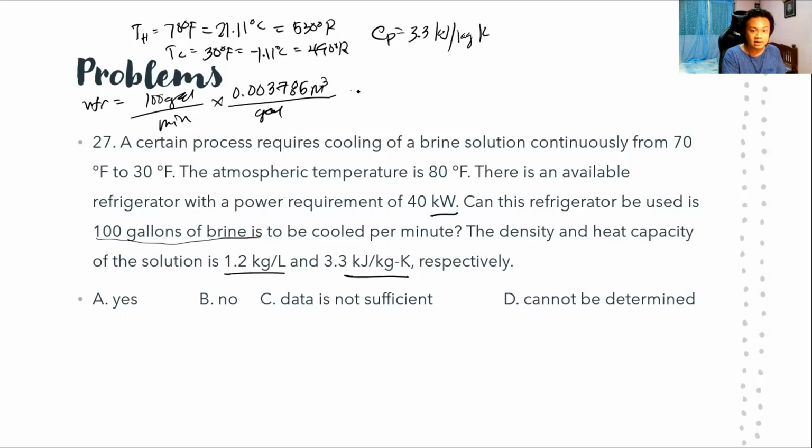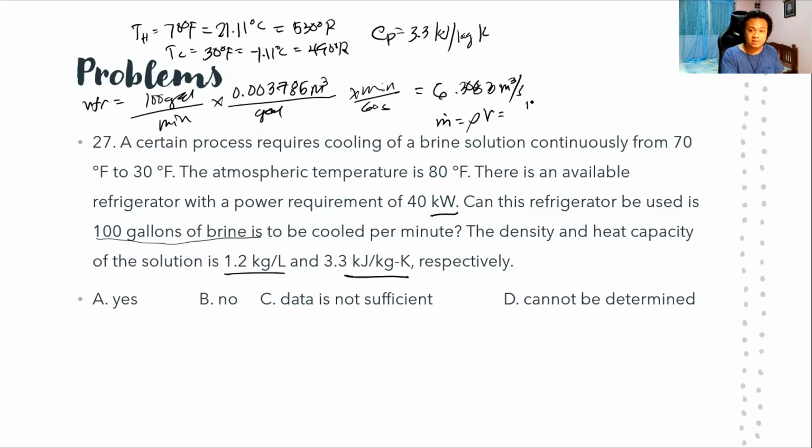Gallons per minute times 60. So we get 6.3083 cubic meter per second. And then we just have to transform that to mass flow rate, diba? We have to transform that to mass flow rate by multiplying it by the density.